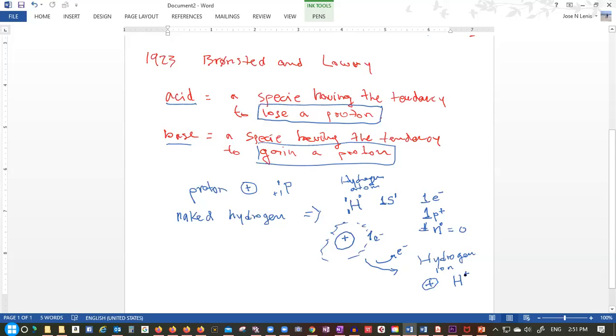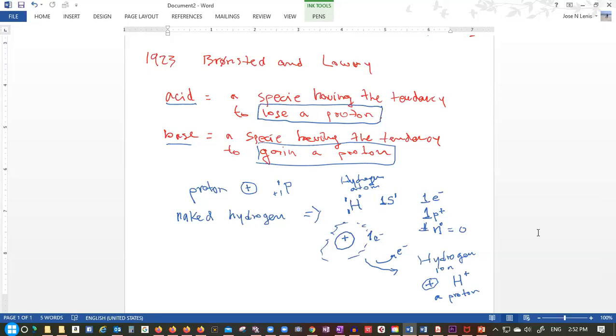That's why this H plus ion, a lot of times, we call it just a proton, because that's what it is. One proton. There's nothing else in the nucleus. There's only one proton. No electrons. So that's why we sometimes call it naked hydrogen or hydrogen ion. So in the acid-base theory, when we talk about proton, we are just talking about H plus ion.